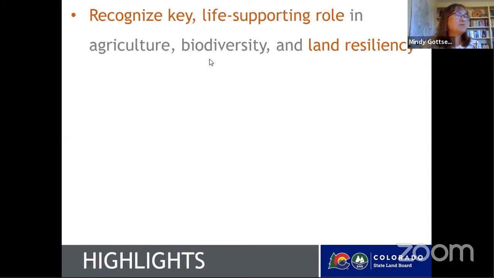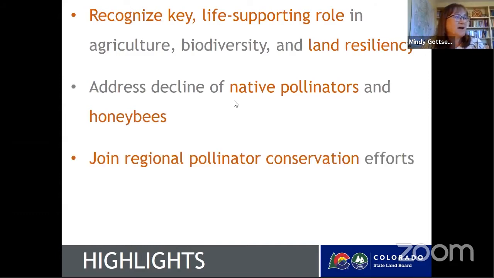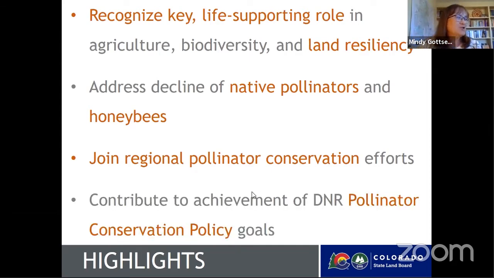Some of the highlights of this program are that we're recognizing the key life-supporting role of pollinators in agriculture, biodiversity, and land resiliency, hoping to address the decline of native pollinators and honeybees, and joining regional pollinator conservation efforts by participating in this conference, meeting new people and new organizations to partner with and to learn from. And then finally, contributing to achievement of the Department of Natural Resources pollinator conservation policy goals.